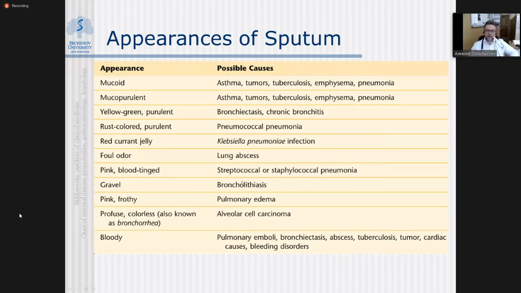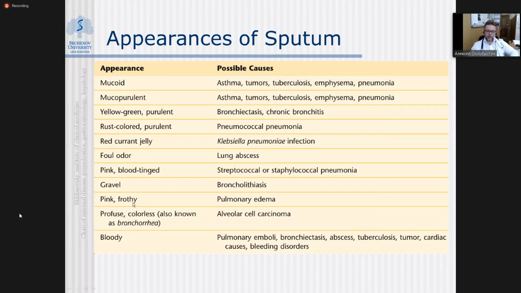Pink sputum may be seen in patients with streptococcal, staphylococcal pneumonias. That, again, sometimes will have blood streaks. Gravel may be seen in broncholithiasis with calcification of debris. It may be seen sometimes in patients with tuberculosis infection, and sometimes in fungal pneumonias. The so-called fungal ball. It's definitely not stone, but looking like stone, quite dense. And that may be the marker of calcification, calcified necrosis.